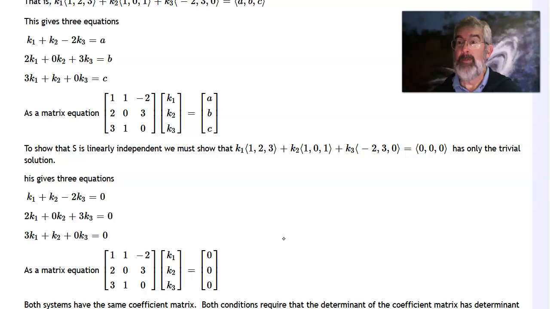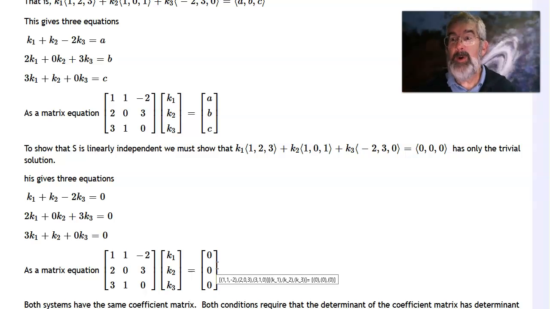And also remember that theorem that said the following are equivalent. One of the things that was equivalent was that the coefficient matrix here is invertible if and only if the homogeneous system has a unique solution. Well, that's precisely what we're looking for. We're looking for this to have a unique solution. If it does have a unique solution, namely 0, 0, 0, then those vectors are linearly independent.